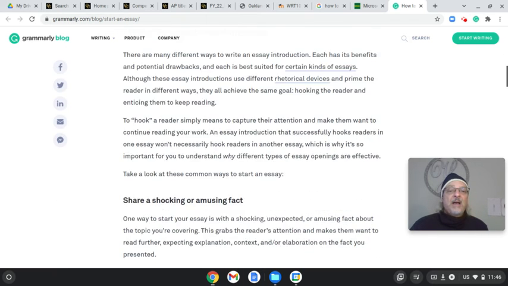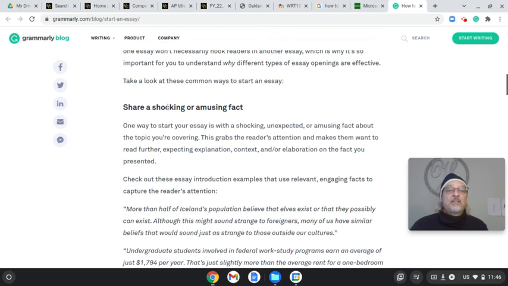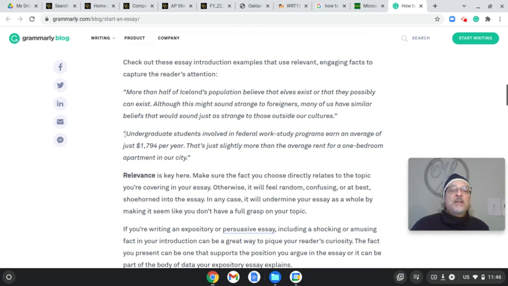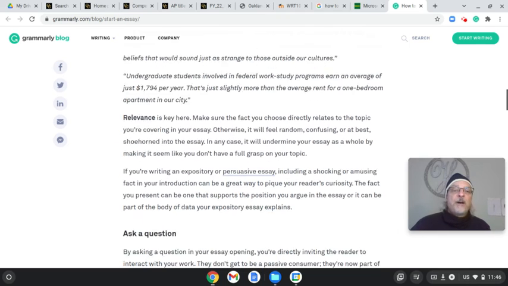One of my favorite ones is to start off with a shocking or an amusing fact, right? And there are some good examples right here. If I can get my cursor to work. Yeah, so this one here. Undergraduate students involved in federal work-study programs earn an average of just $1,794 per year. That's just slightly more than the average rent for a one-bedroom apartment in our city. So automatically, just with that fact, you get a pretty good idea what the writer is going to be discussing, what they're going to be talking about.